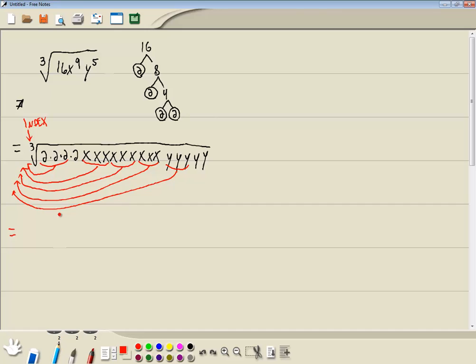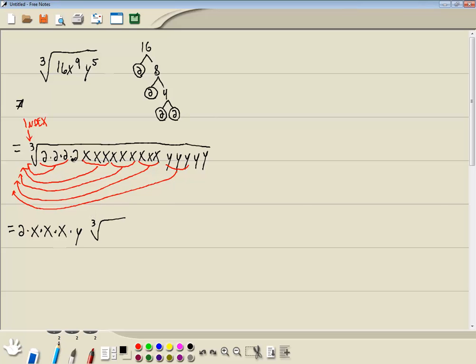So let's see. The set of 3 2's comes out as a single 2. This set of 3 x's comes out as a single x. This set of 3 x's comes out as a single x. And this set of 3 x's comes out as a single x. And this set of 3 y's comes out as a single y.